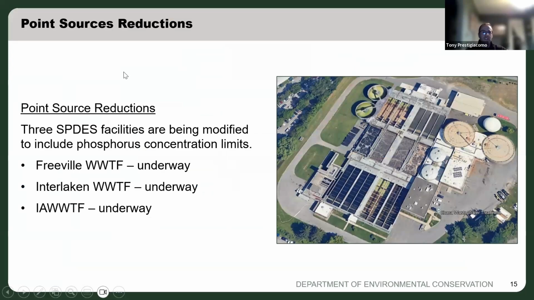So the point source reductions in the TMDL, 3 SPDES, that's State Pollution Discharge Elimination System facilities, are having their permits modified as a result of the TMDL to include either new or lower phosphorus concentration limits, meaning that they will not be able to discharge as much phosphorus as they used to before. So it's a more stringent permit, being more protective to get those benefits and load reductions. And those are listed here: Freeville, Interlochen, and then Ithaca Area Wastewater Treatment Facility.